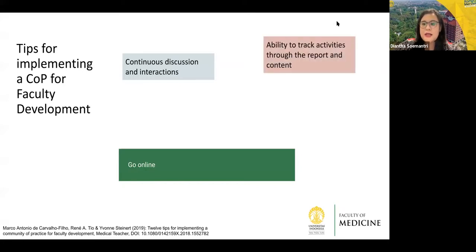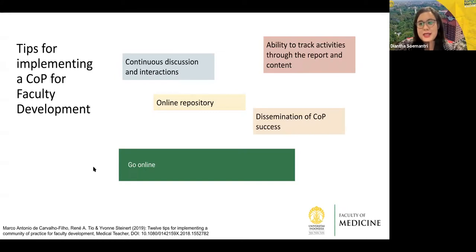And the good thing about online COP is that we can also track the activities through the report and content. We can have an online repository where everything is documented, everything is recorded, whatever people say is already there. It can be kept and recorded, and we can access it later. So we're going to have a repository of what we are discussing and what we have been producing in our COP. And of course, when doing this online, it will be easier for us to disseminate our COP success, because communicating success is also one of the important steps of establishing a COP.